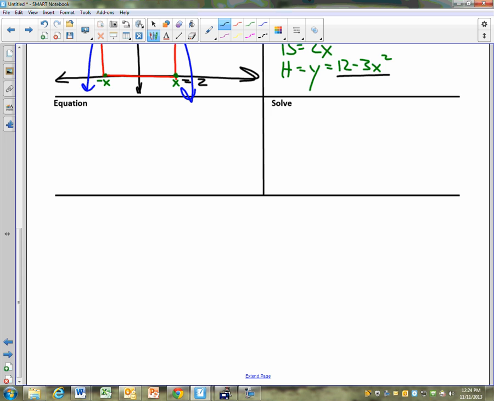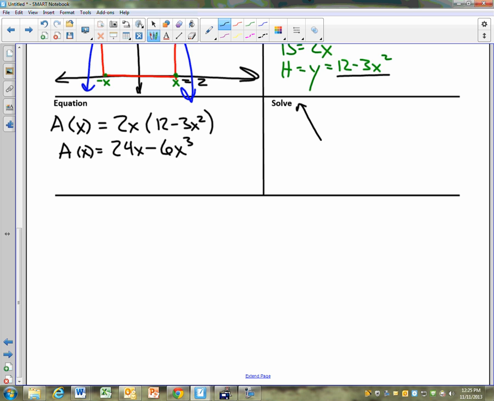So now I write my equation. I have area in terms of what variable? Which variable? ABC, XYZ, X. Equals. What's the base? 2x. The height? Distribute that through. I get 24x minus 6x to the third. True or false? That makes a parabola. False, it's a cubic. And there's a negative in front of the x third, so the cubic looks something like that.